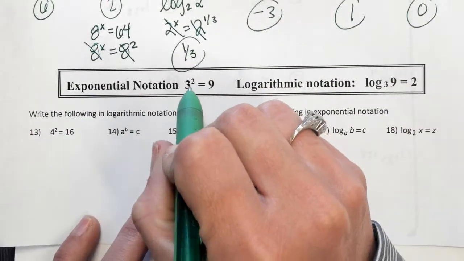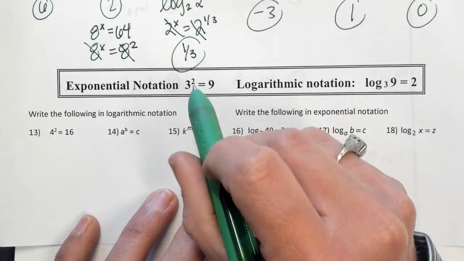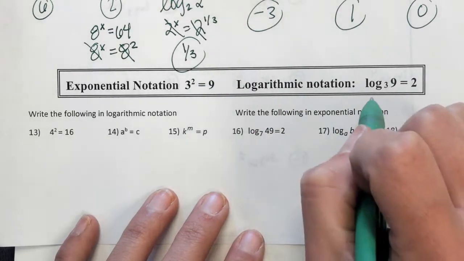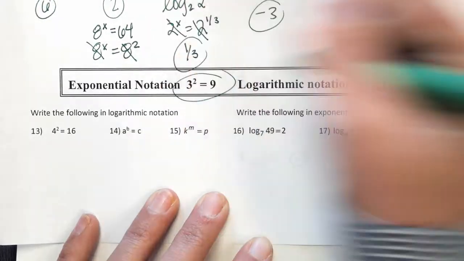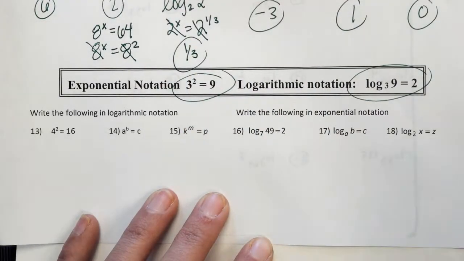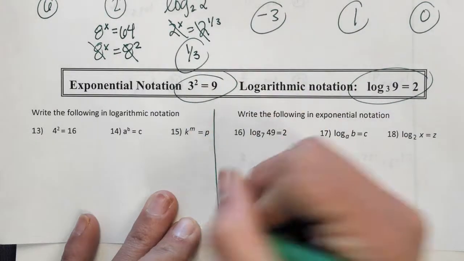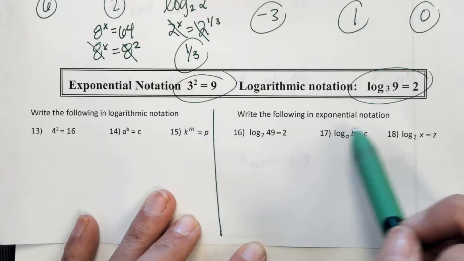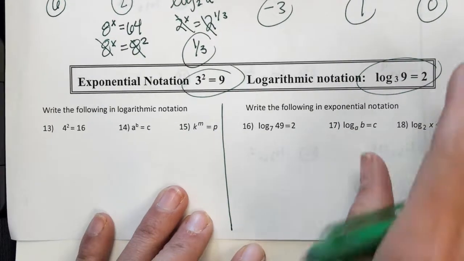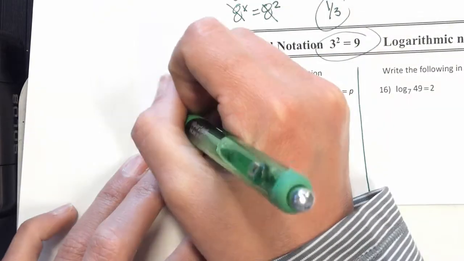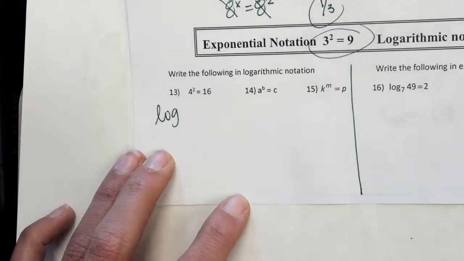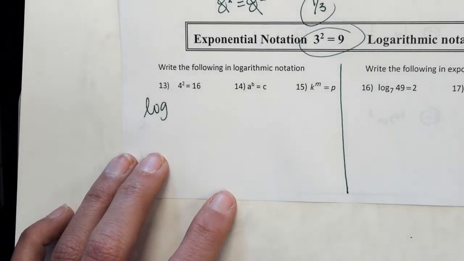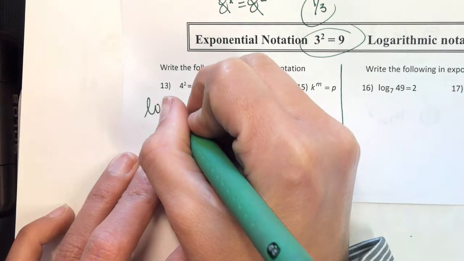This is exponential form. This is logarithmic. You know it because this one has an exponent, this one has a log. These are the same exact thing, just written two different ways. So for these three, what we're going to do is write them in logarithmic notation, which means we're going to change it to a log. These we're going to change to an exponent. First thing you always write is log. Now, what is our base in number 13? Good. That's going to be the little number beside log.